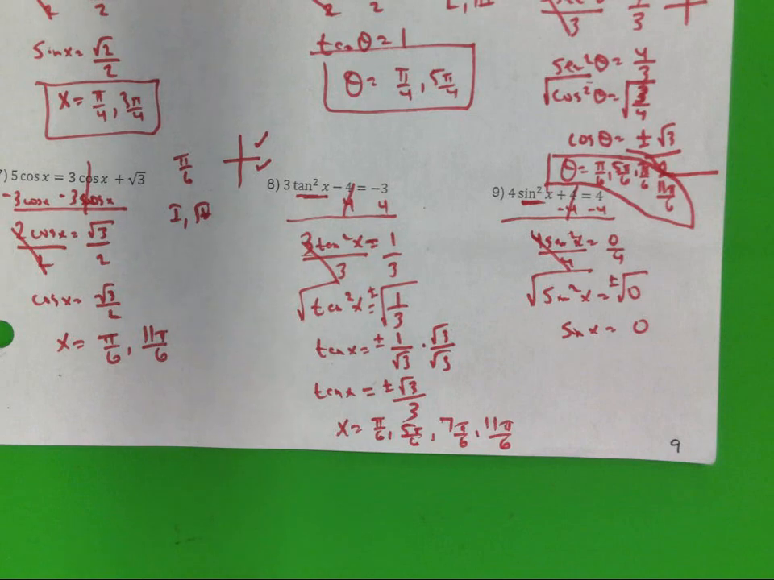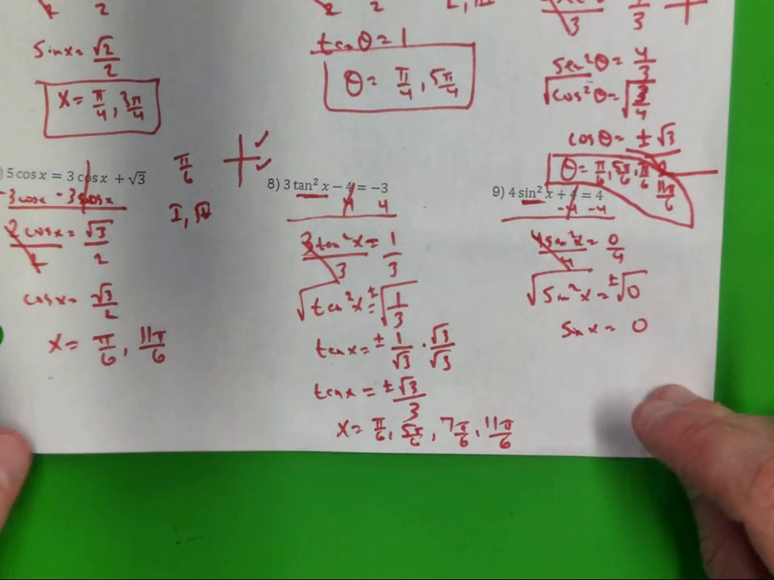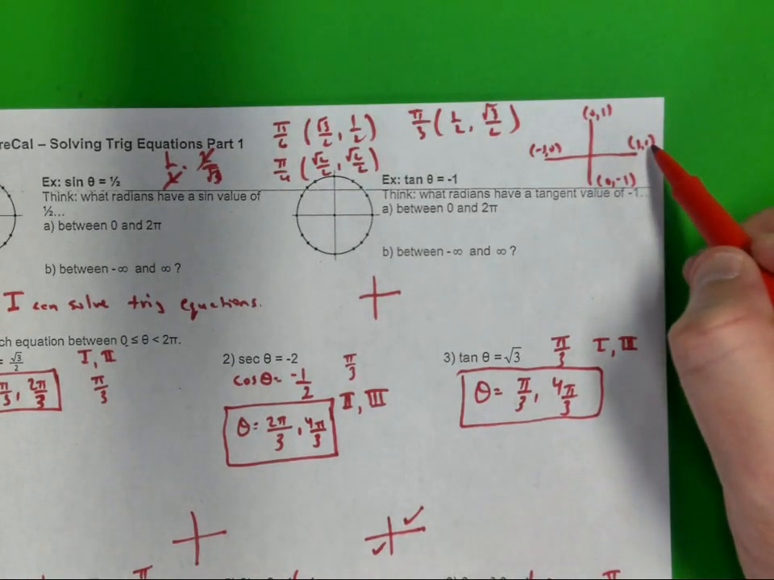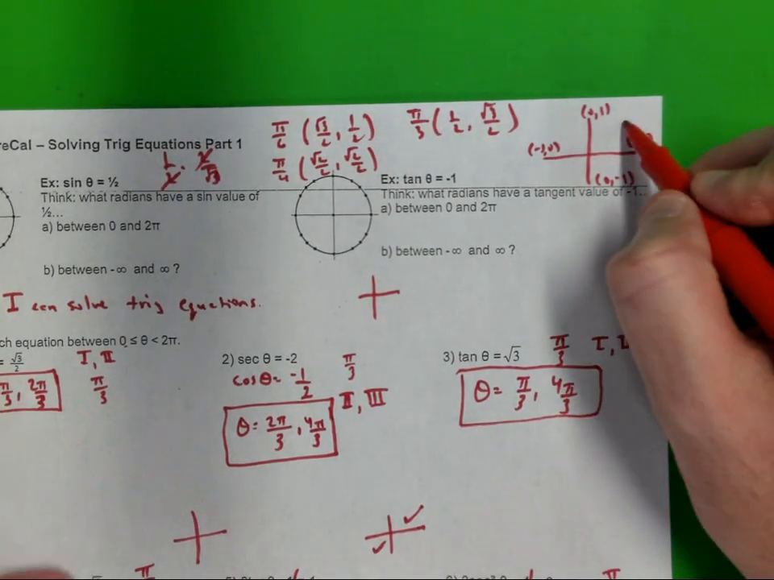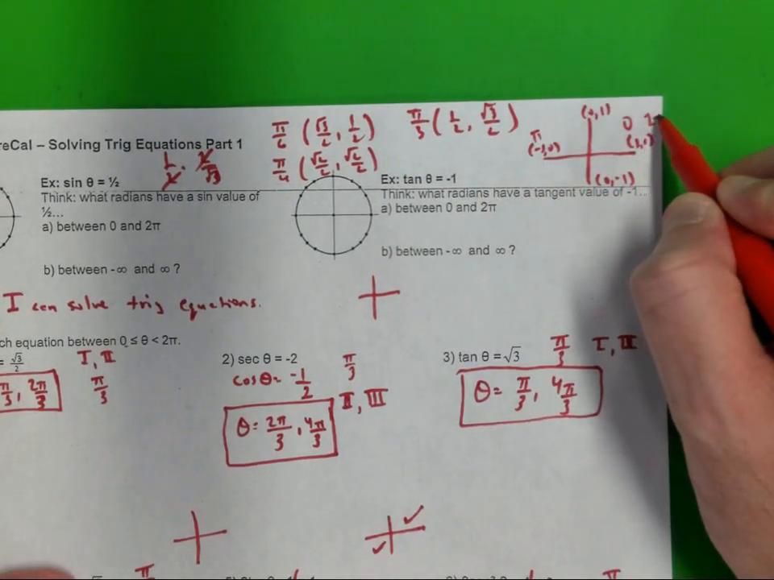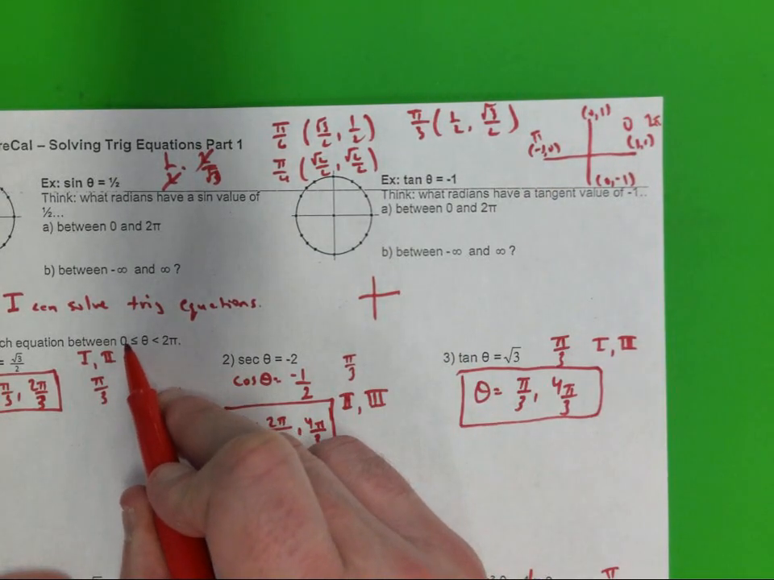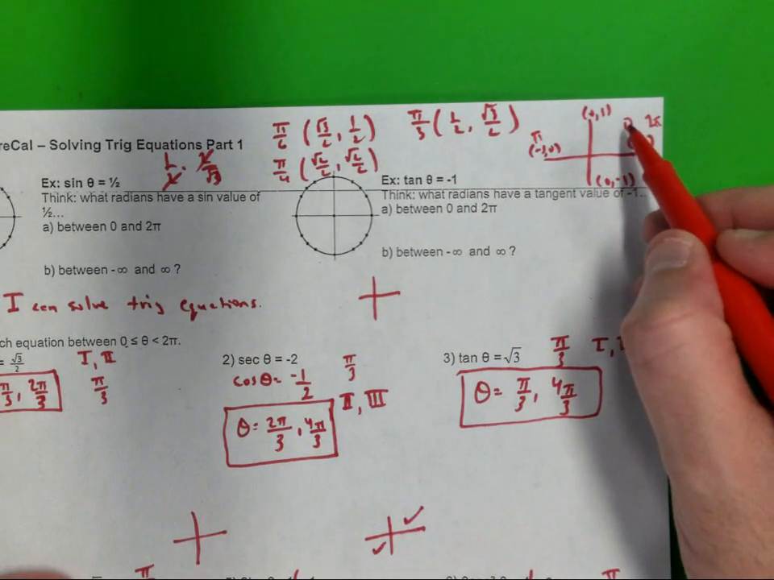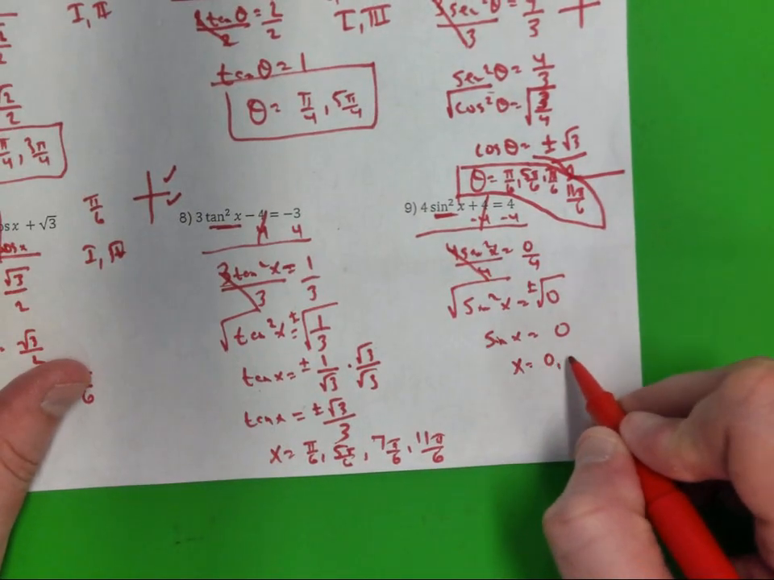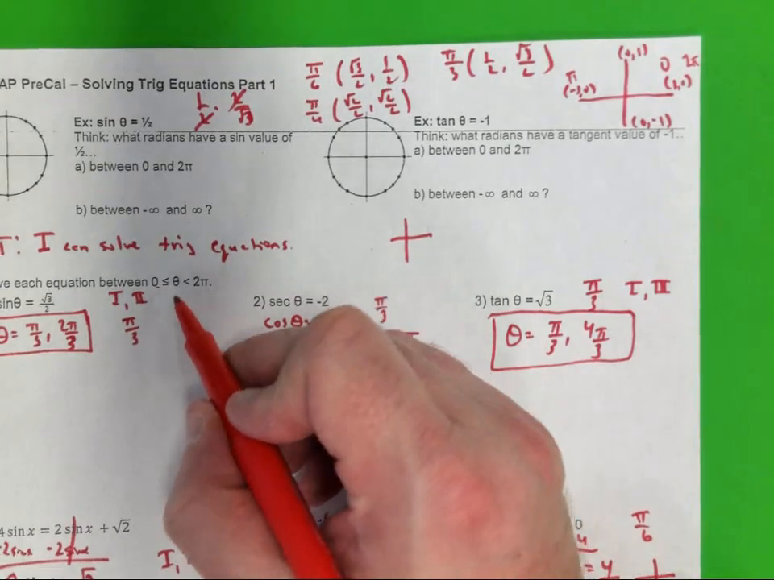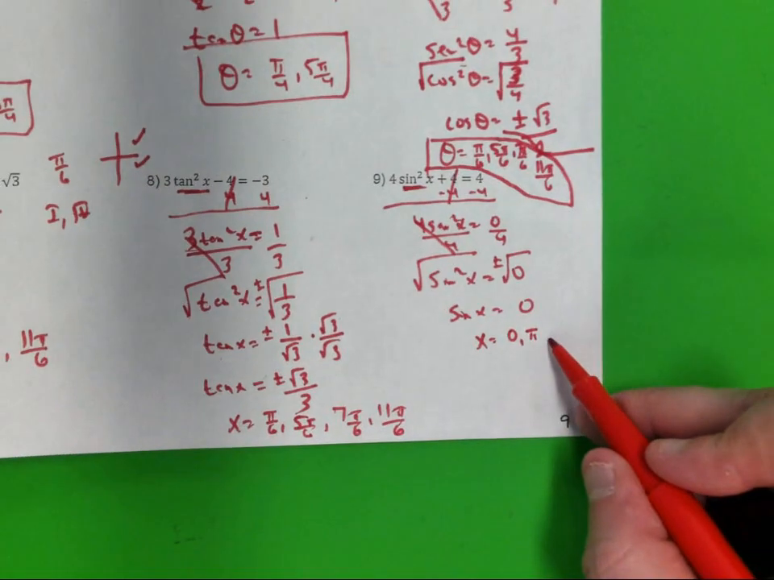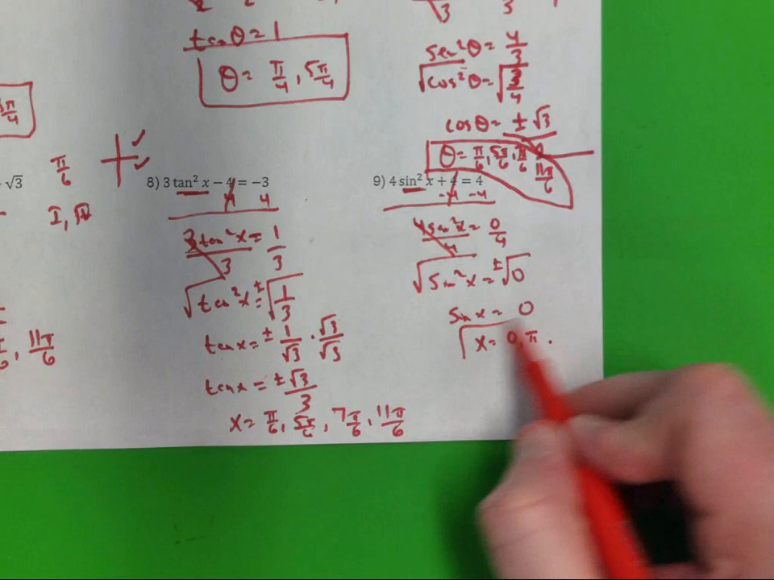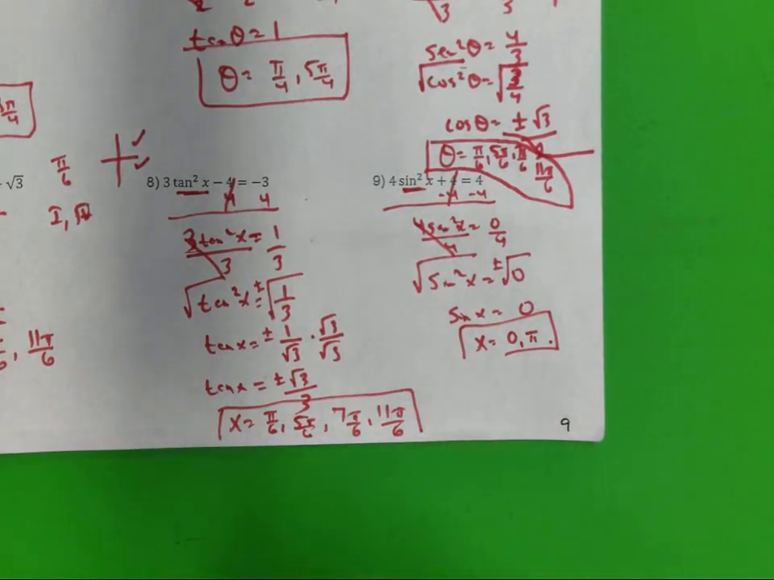Now remember, pay attention to this problem. Your sine is 0. That means your y value is 0. I look at my original here. My y value is 0 here and here, which is 0, pi, and 2 pi. But remember, my direction says 0 less than or equal to theta less than 2 pi. So I would only write 0 and pi for this one and not 2 pi. So my answer would be 0, pi. Now if this had been less than or equal to, then I could have put 2 pi, but it was not. So those are my answers for that particular problem.